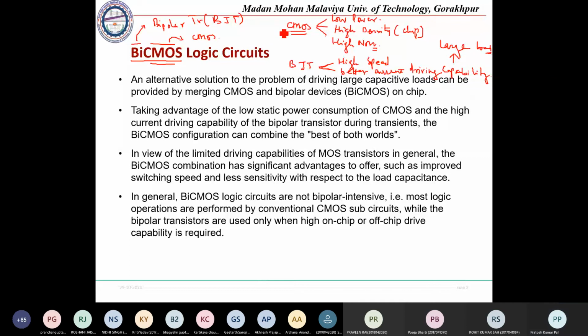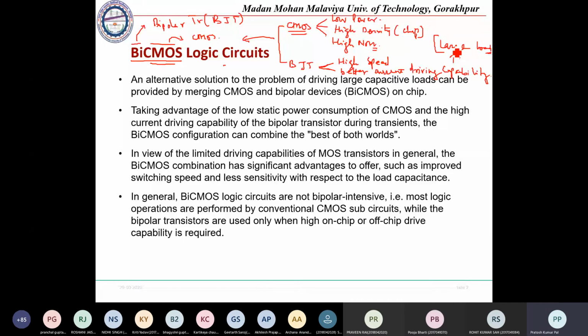So we are going to combine the BJT and the CMOS to form a bi-CMOS logic. After combining the BJTs and CMOS, it will be having a logic that is called bi-CMOS logic, and this bi-CMOS logic will be having the combined properties of these two. That will be having a low power dissipation, high density, high noise margin, speed will increase, and also it will be having a better current driving capability. That means it can handle a large number of loads. Okay, so large number of capacitive loads.